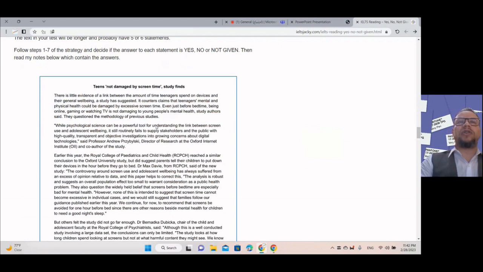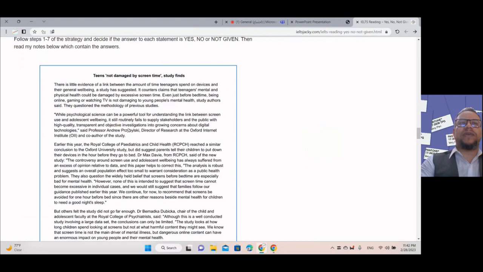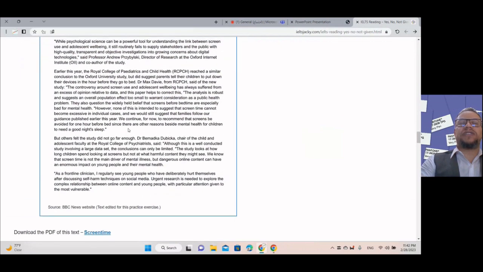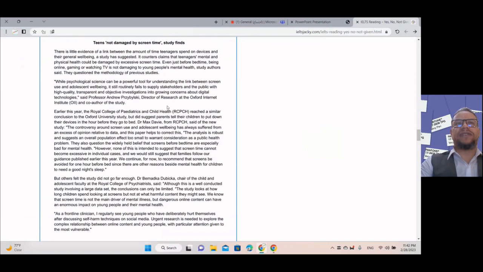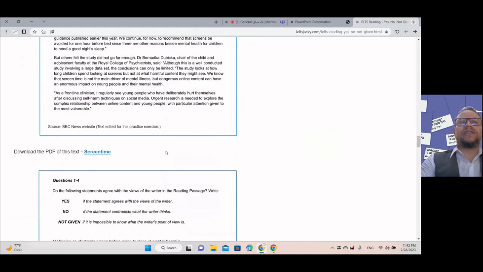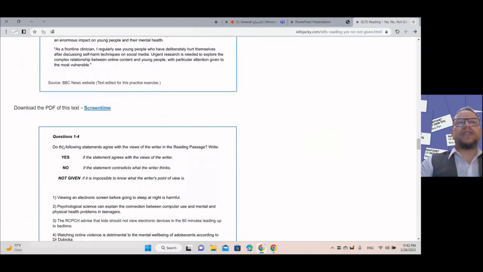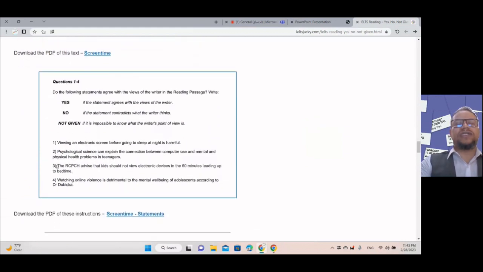So this passage should be about opinions, not about facts, because the question is yes, no, not given. What you can see now, I have one paragraph, second, third, fourth, fifth. It's just a short passage of 5 paragraphs, and in these you will find opinions. So what are the questions? Let's see the questions here, for example 1 to 4. Do the following statements agree with the views of the writer in the reading passage? Write yes, write no, write not given, as I told you. What to do?